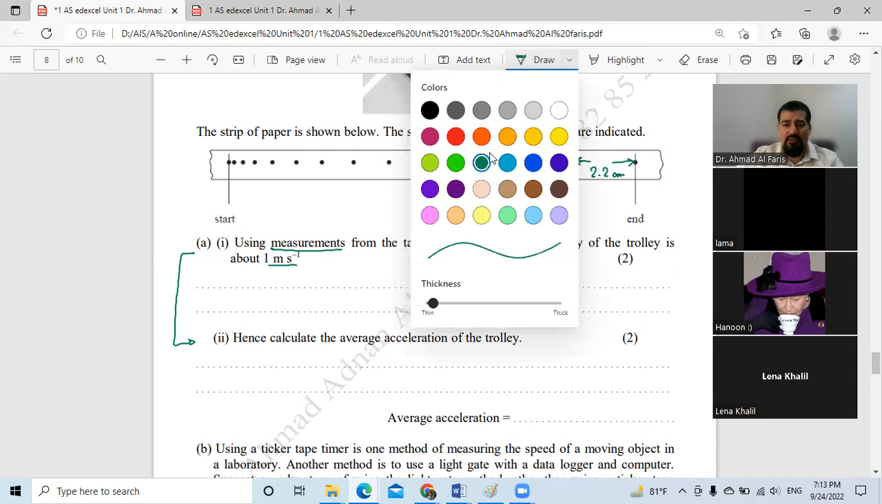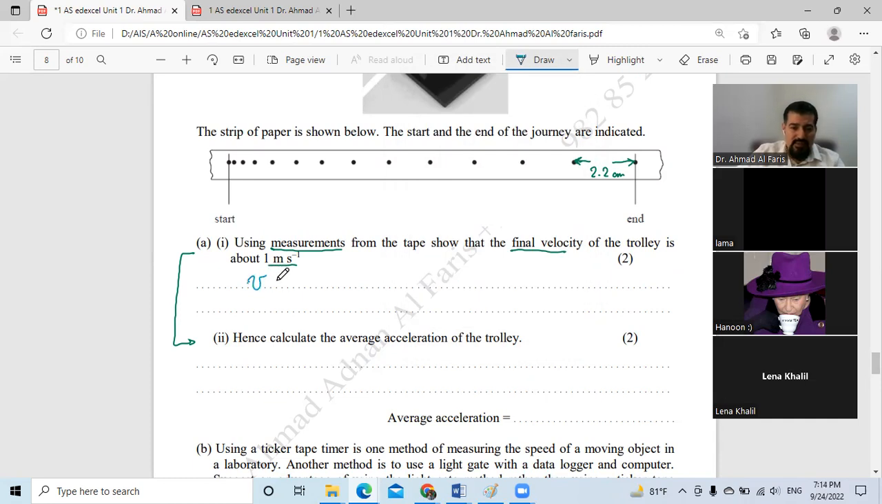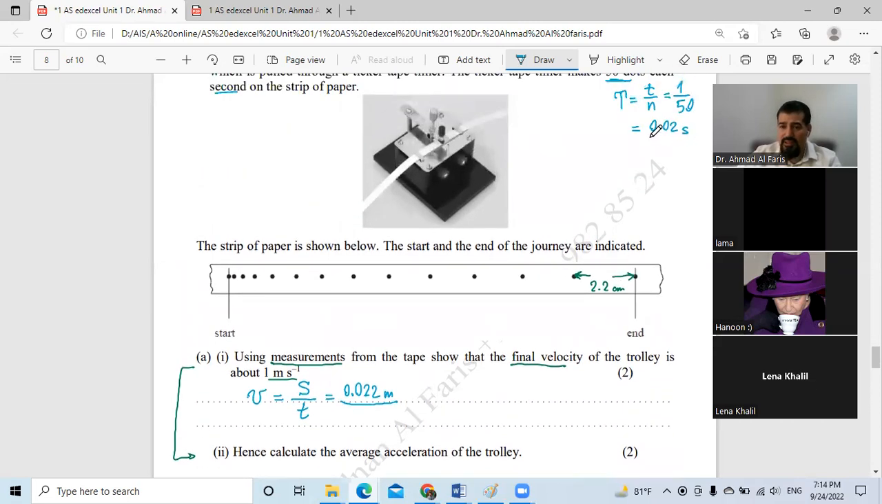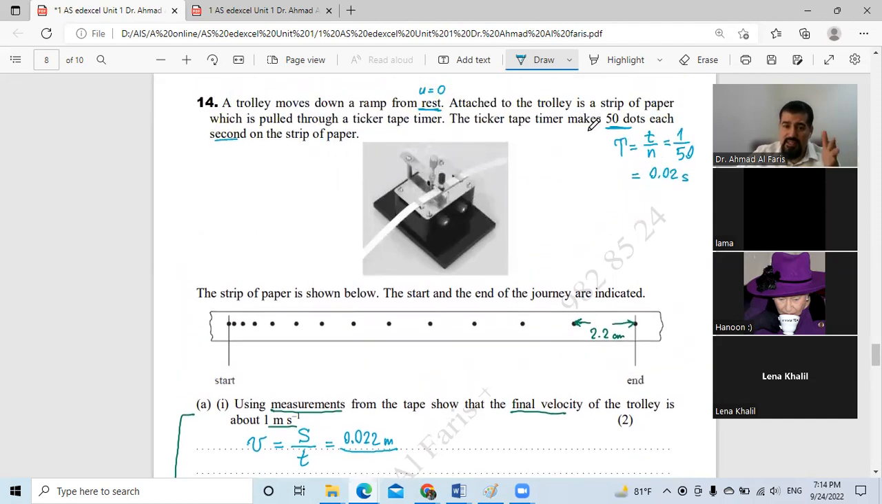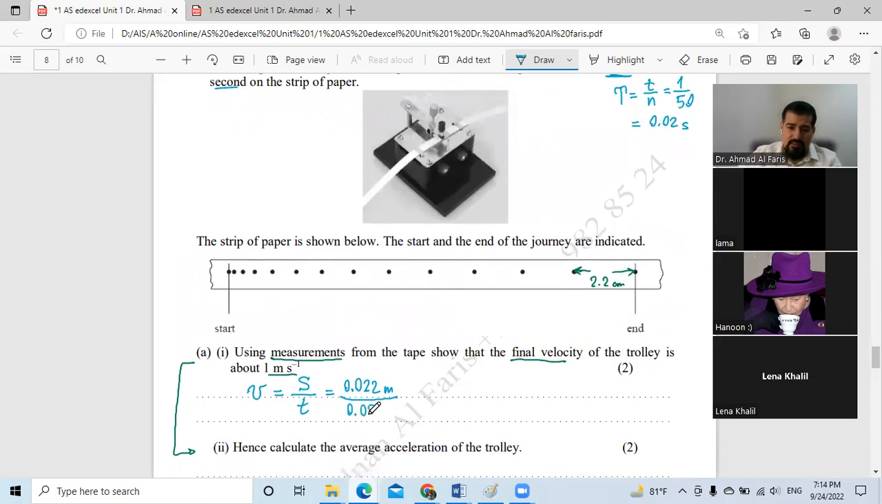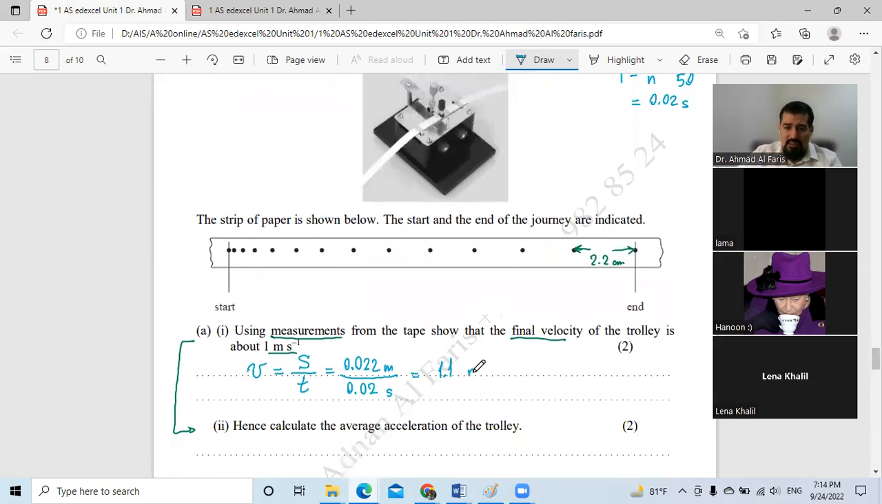Good. So if I want to find the final velocity in this situation, the final velocity is equal to the distance in this moment divided by time. The distance is 2.2 centimeters, which is 0.022 in meters, because I have to convert from centimeters to meters, divided by the time interval between one dot and the next. As we said here, it makes 50 dots every second, so the time from each dot to the next is 0.02. By using the calculator, the answer is approximately 1.1 meters per second.